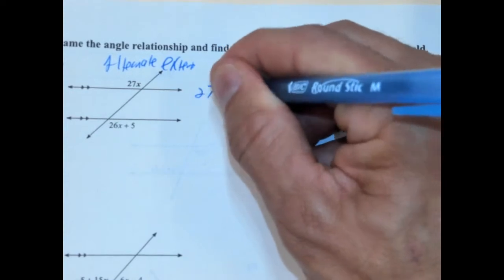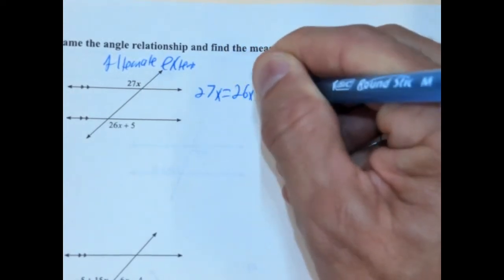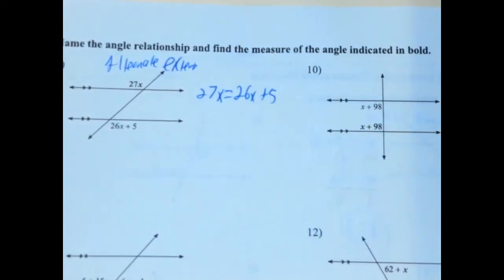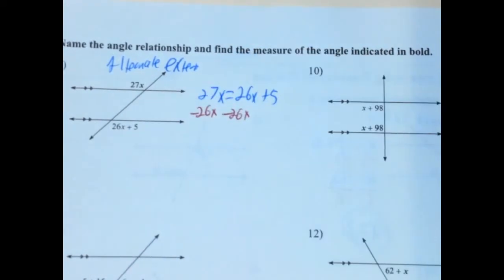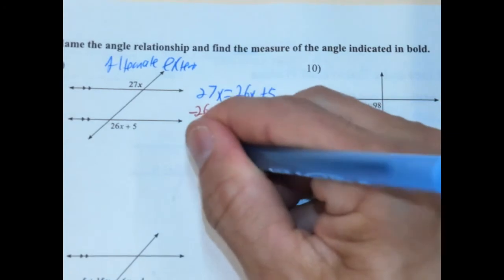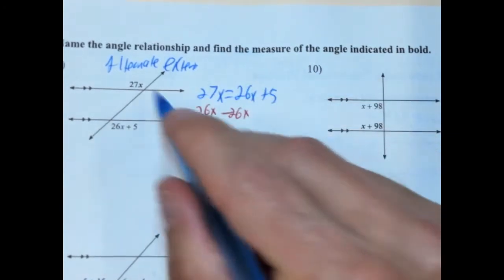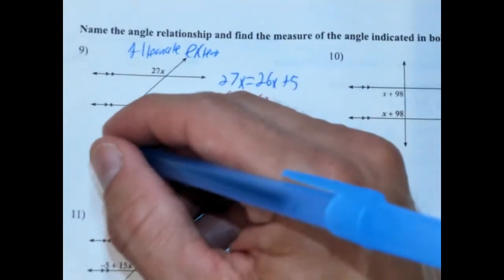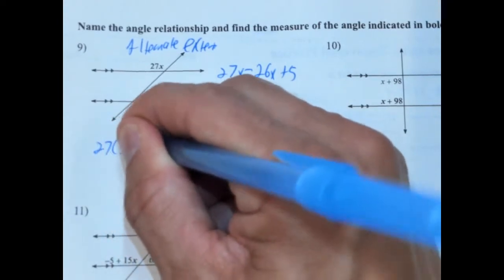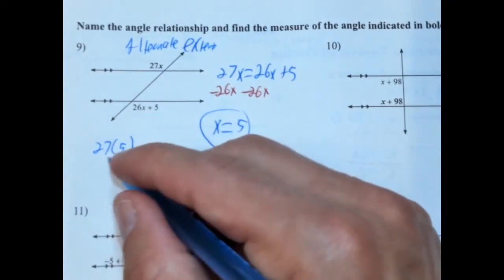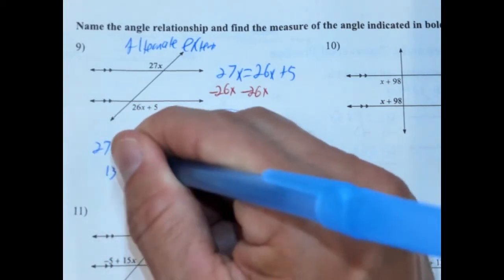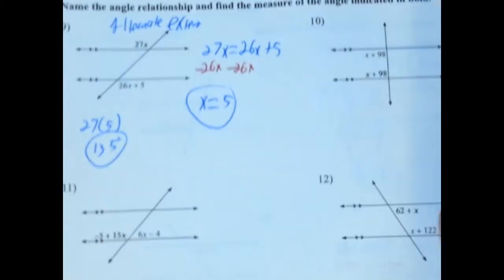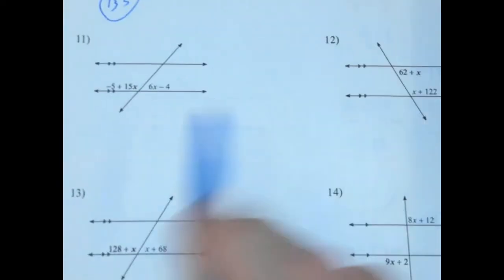So 27x equals 26x plus 5. We're going to get the x's on the same side, so subtract 26x from both sides, and that's going to give us x equals 5. So now we have to plug it back in here to find our angle. So 27 times 5. Let's see, 5 times 7 is 35. We're going to carry the 3. 5 times 2 is 10, 13. So 135 degrees. Don't forget your degree symbol as well. Let's do one more. Let's do this one.